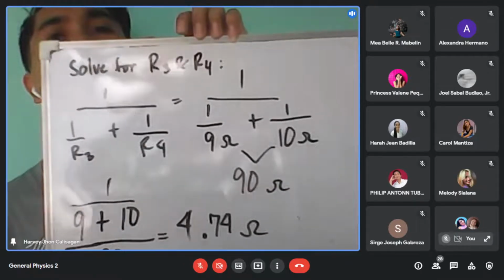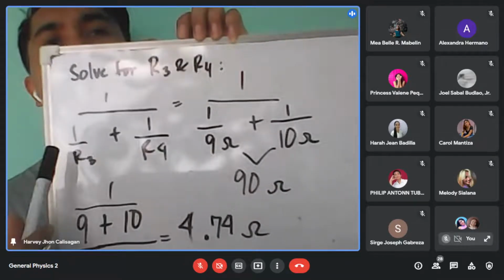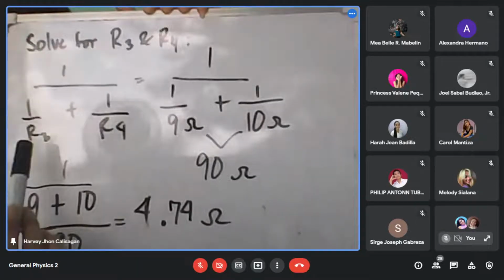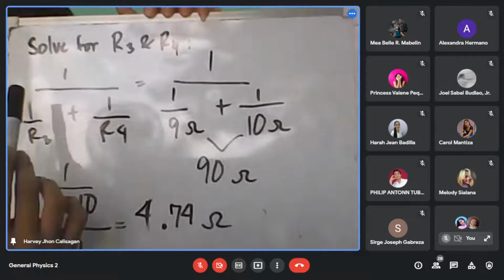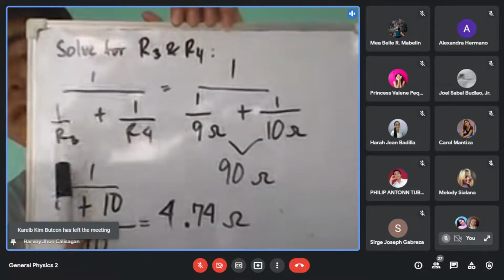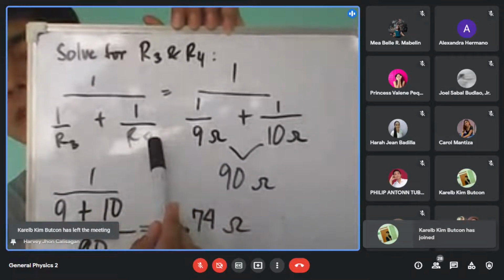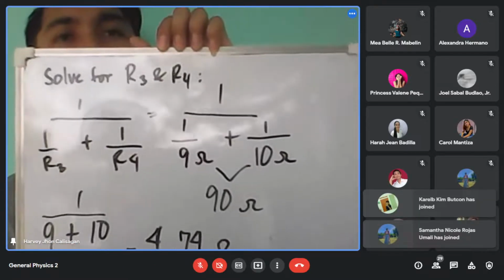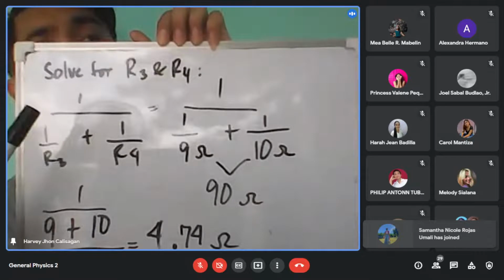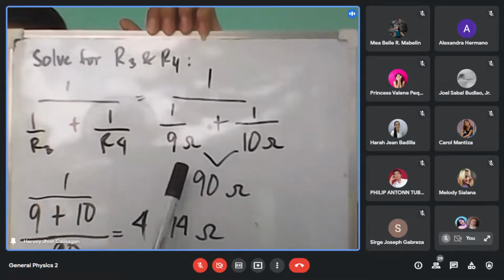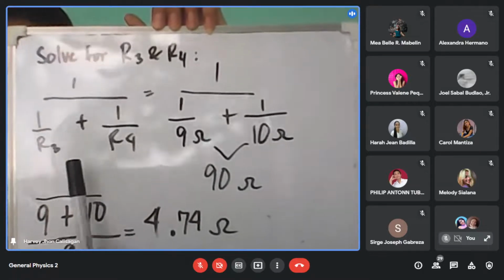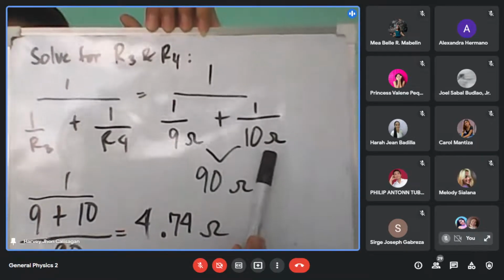When we solve for a parallel circuit, the tendency is that it has a fraction form. So this is how we represent the calculation for R3 and R4: 1 divided by 1 over R3 plus 1 over R4. After getting the parallel circuit formula for resistance, all we need to do is substitute the given values. For R3, we have 9 ohms, and for R4, we have 10 ohms.